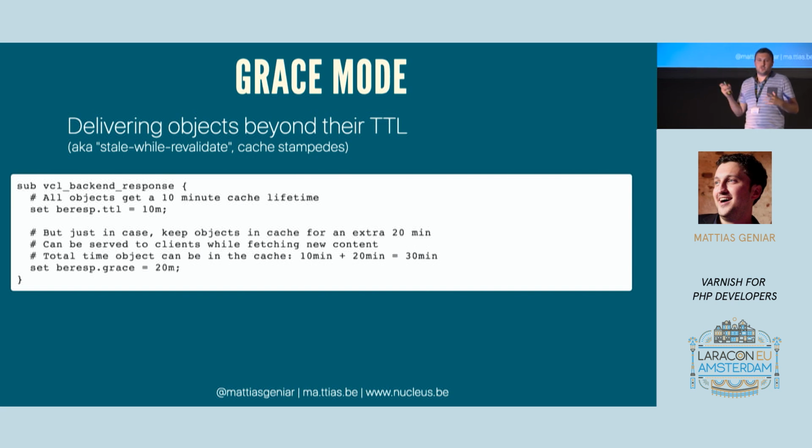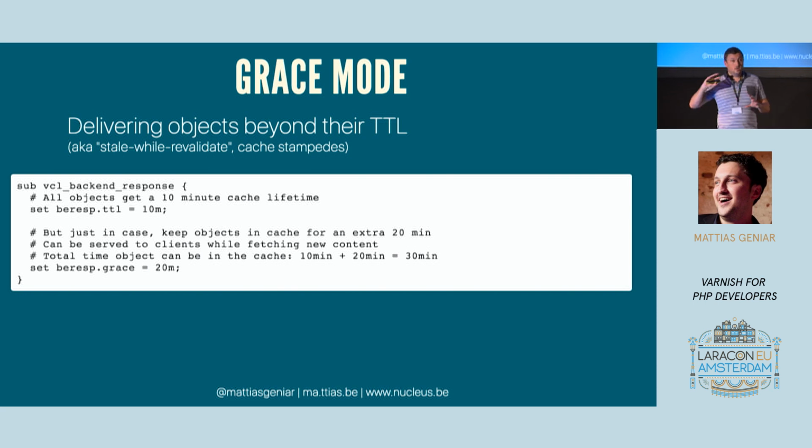Now, to do so, it needs to hold objects in its cache longer than what you actually wanted it to from your code point of view. And that's where grace comes in. So if you set a backend time to live for 10 minutes, with a grace period of 20 minutes, effectively, those URLs are going to be in your cache for 30 minutes. This is not a big deal.